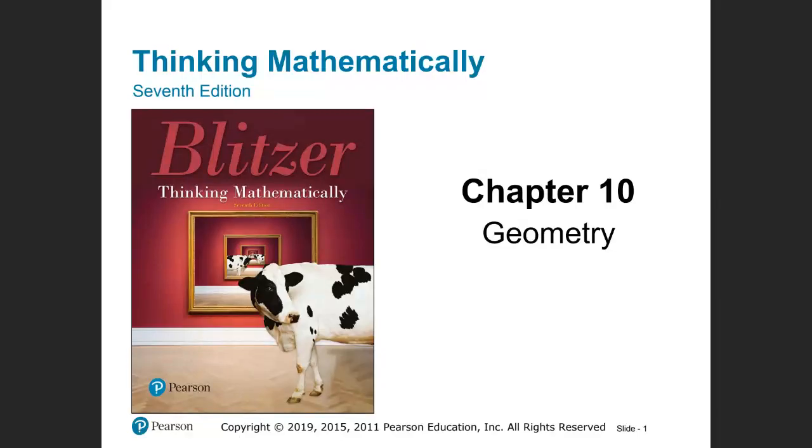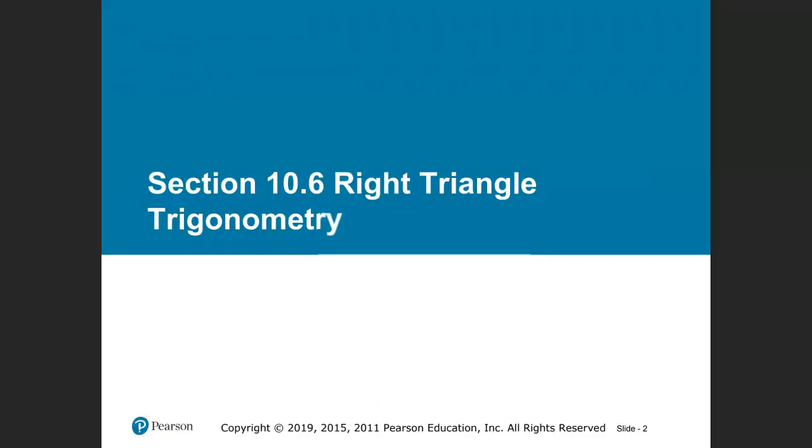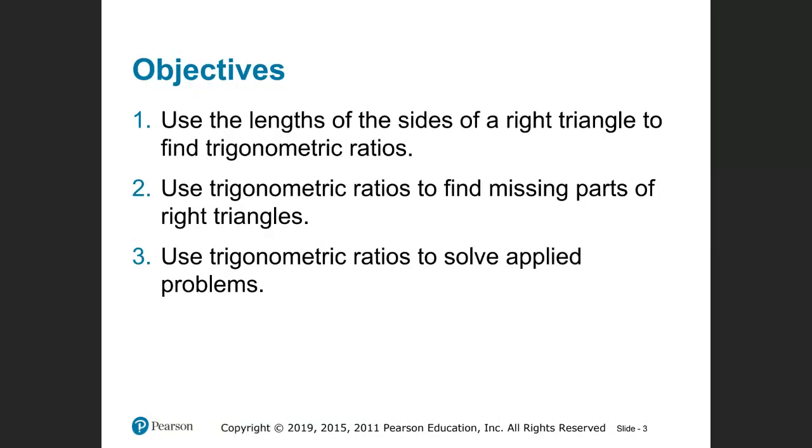We are continuing our chapter on geometry. In this section, we're going to look at right triangle trigonometry. The objectives are to use the lengths of the sides of a right triangle to find trigonometric ratios, use trigonometric ratios to find missing parts of right triangles, and use trigonometric ratios to solve applied problems.